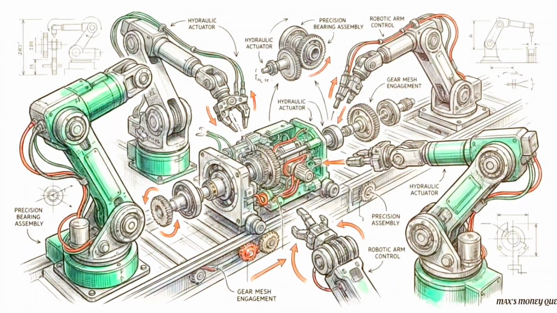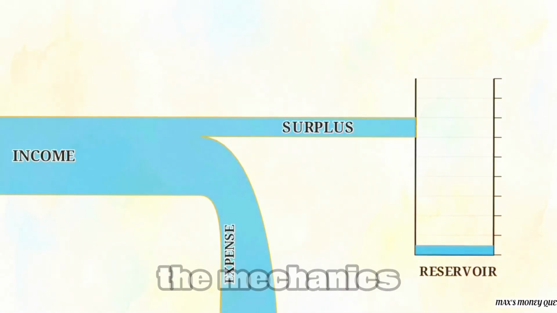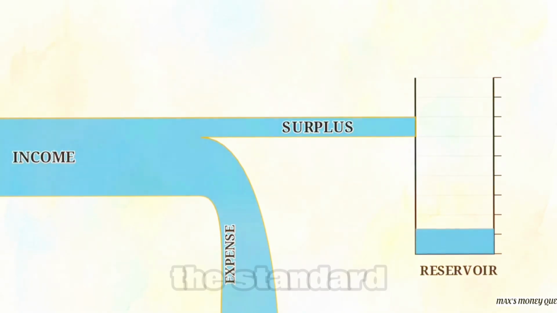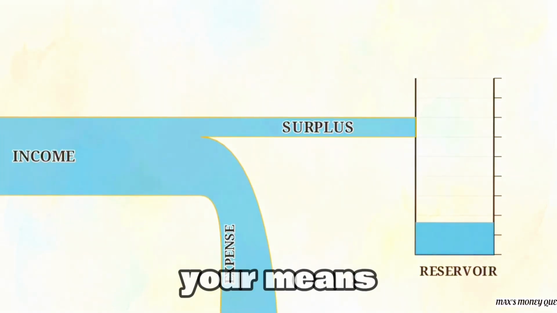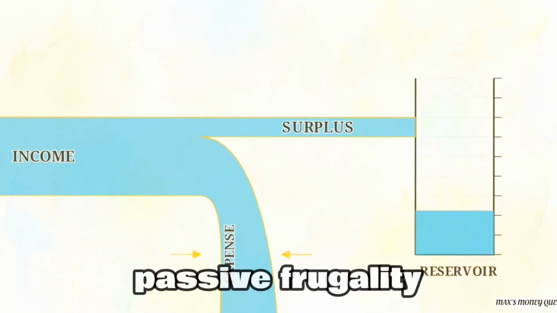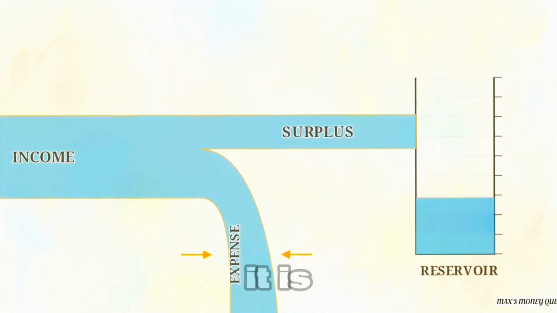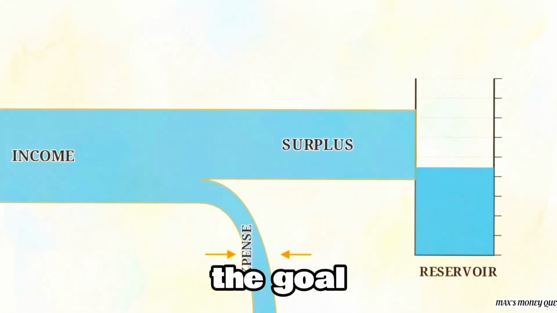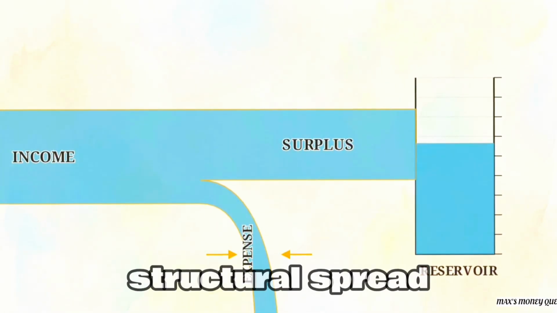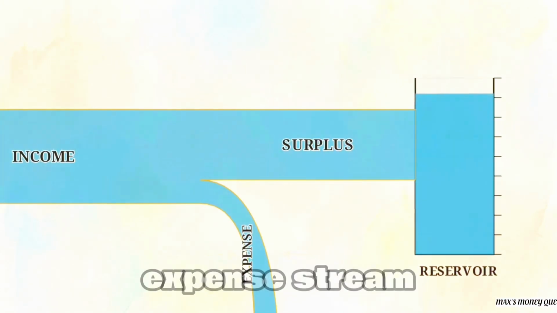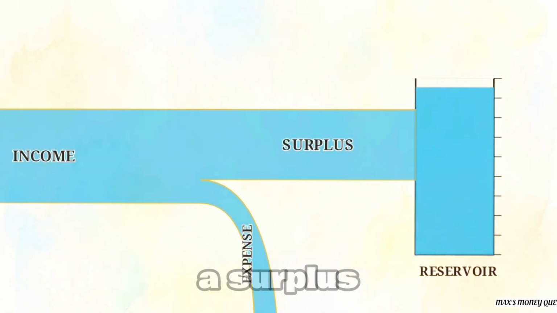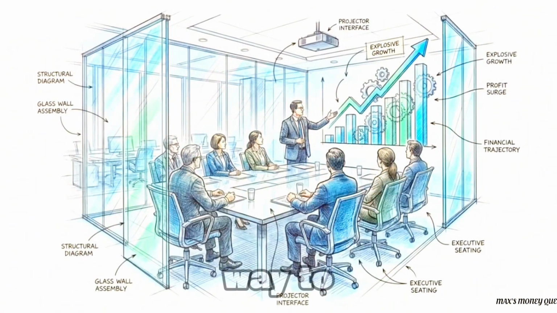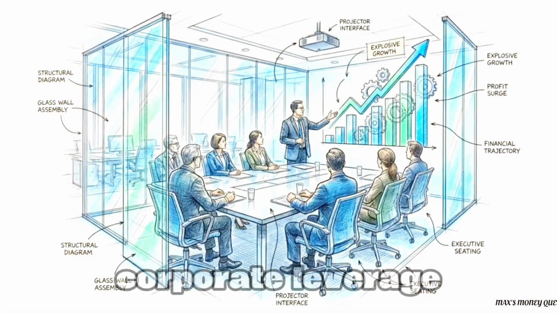This Sankey diagram illustrates the mechanics of personal cash flow. The standard advice to live below your means is often treated as passive frugality. In a high-functioning system, it is actively engineered. The goal is to enforce a permanent, structural spread between the income stream and the expense stream, capturing the excess in a surplus reservoir. The fastest way to widen this spread is by applying corporate leverage.